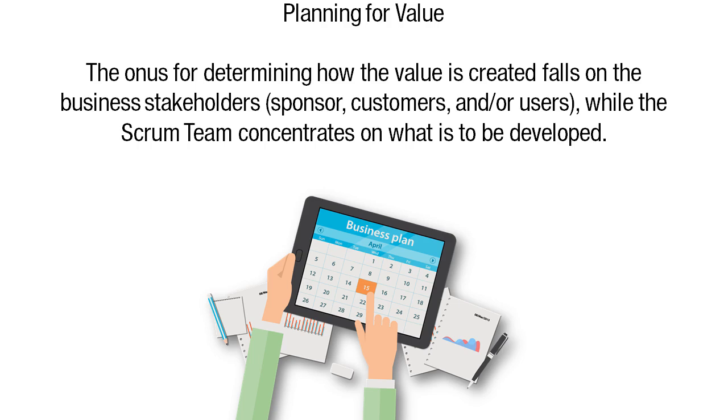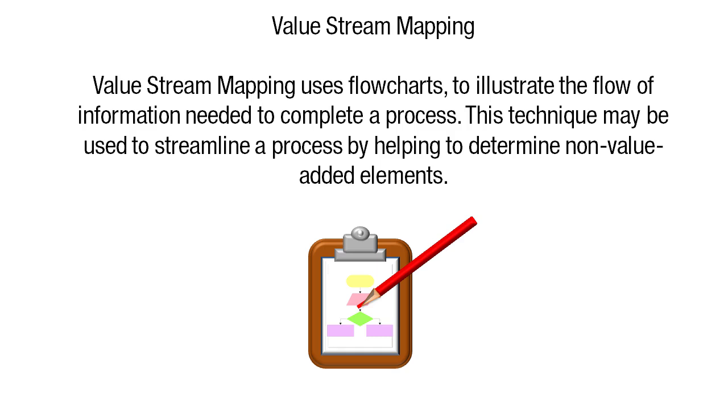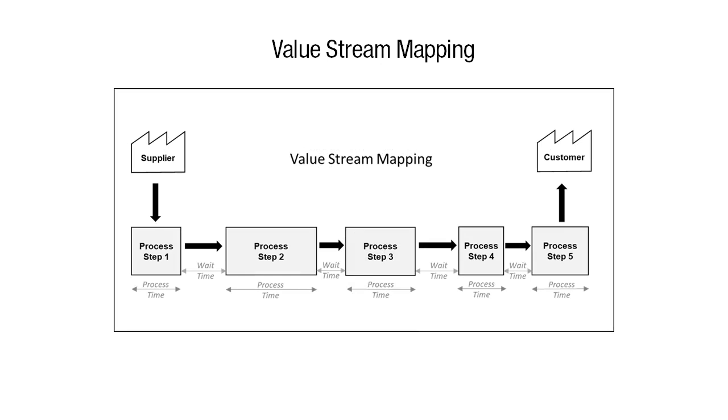Some common tools recommended by a Scrum guidance body might include the following. Value stream mapping. Value stream mapping uses flowcharts to illustrate the flow of information needed to complete a process. This technique may be used to streamline a process by helping to determine non-value-added elements while working to eliminate non-value-added elements. This can also be used to streamline Scrum processes, for example, to improve sprint velocity.